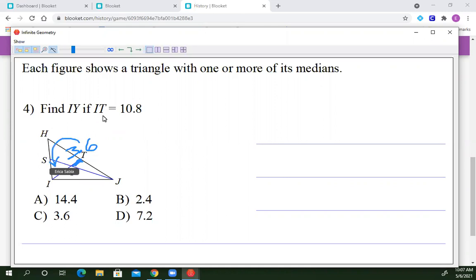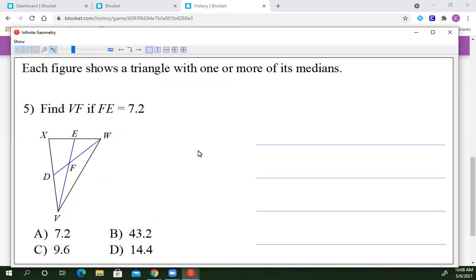7.2, right. So to get the bigger piece, I got to double it. So 7.2 is my final answer because they're looking for IY, not YT. So be careful. They give you the length of the whole thing, divide by 3, get you the little, double it to get the big. Okay.